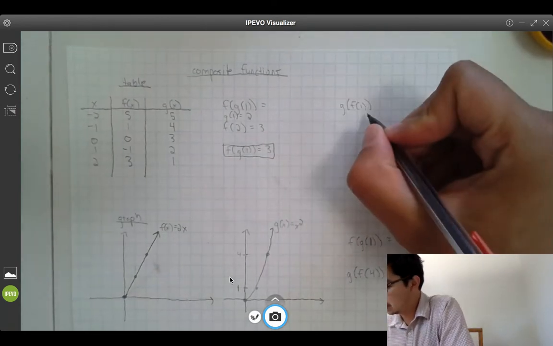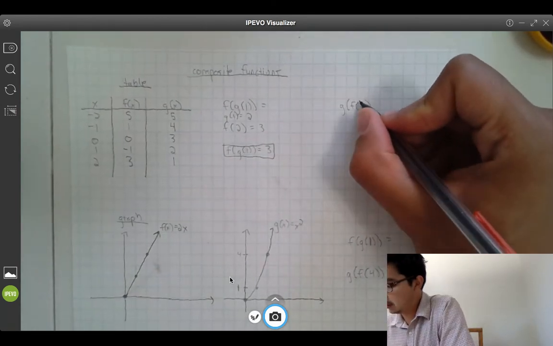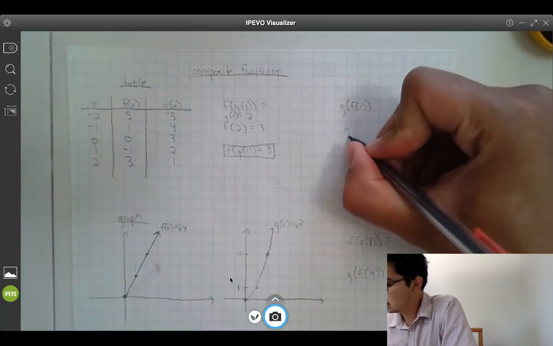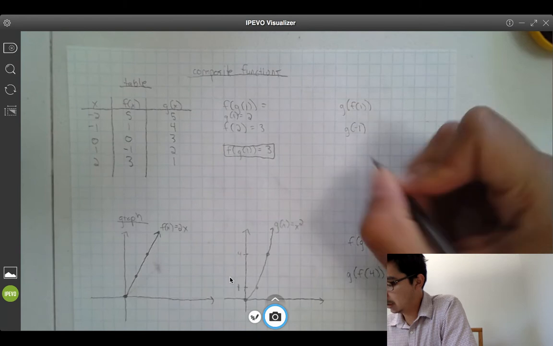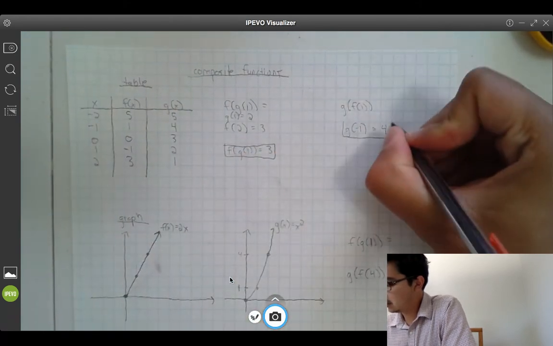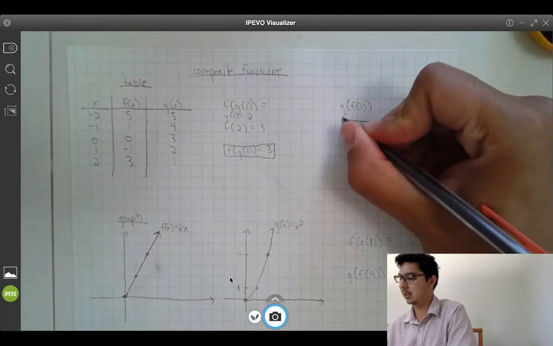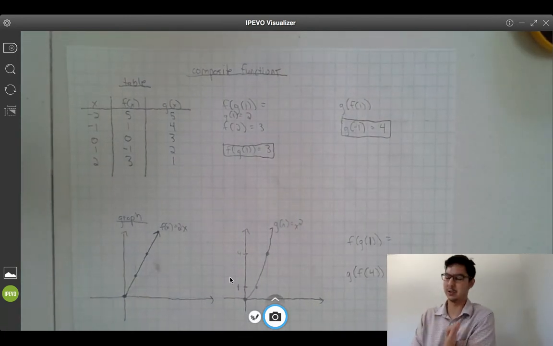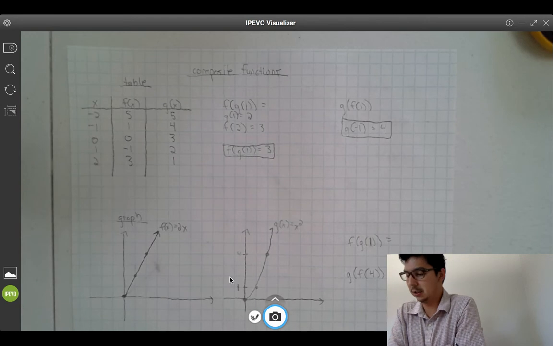g of f of 1, so you're saying, okay, 1's going to be an input into f. If 1 gets input into f, I'm at -1. So then that becomes g of -1, and g of -1 is 4. And there's your answer there. That's using composites from a table, which hopefully helps you see inputs and outputs, and that's why I'm saying those are so important. Calculus, the AP exam loves talking about inputs and outputs in composite functions.